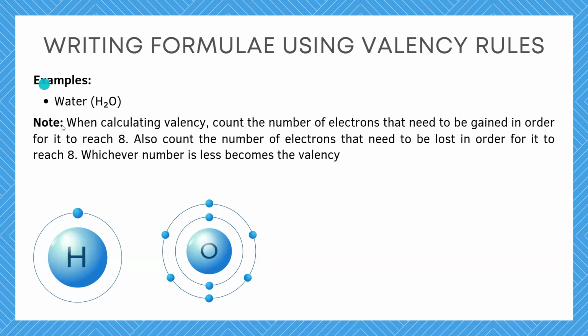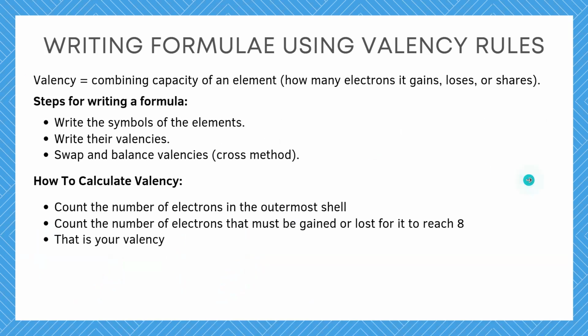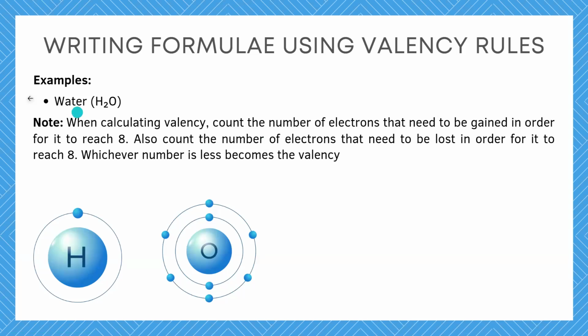I'm with you. Can you hear me? All right, beautiful. Note, when calculating valency, count the number of electrons that need to be gained in order for it to reach 8. Did you see that? Good. Also count the number of electrons that need to be lost in order for it to reach 8. Whichever number is less, that becomes the valency. We always go with the lesser number.